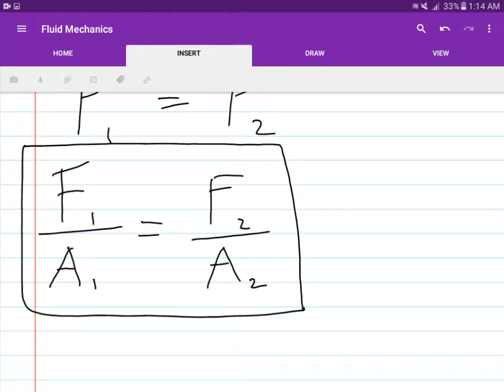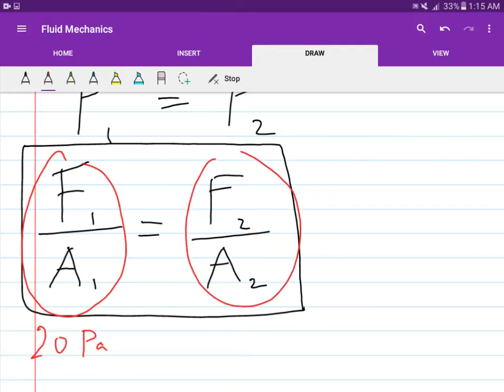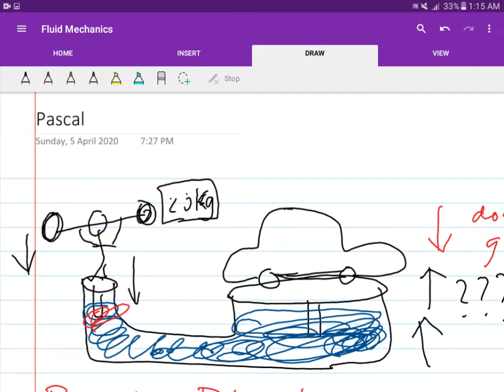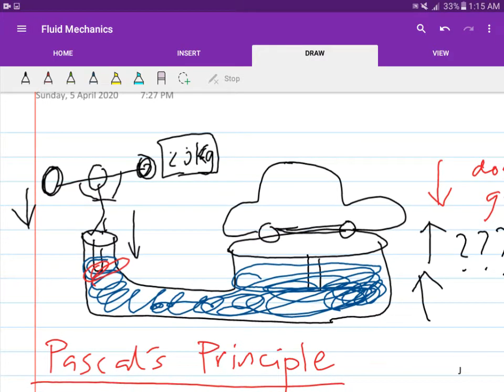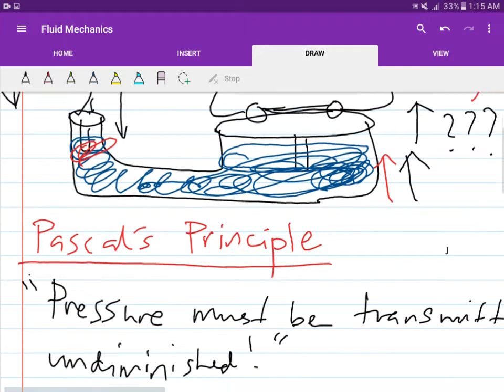So let's try to put numbers in this equation so that we may get some insight. For example, P1 is equal to say 20 pascals. So this whole thing is 20 pascals, so this should also be equal to 20 pascals. So whatever pressure you transmit here, 20 pascals, it must be equal, it must be undiminished when the fluid pressure exerts on this car.